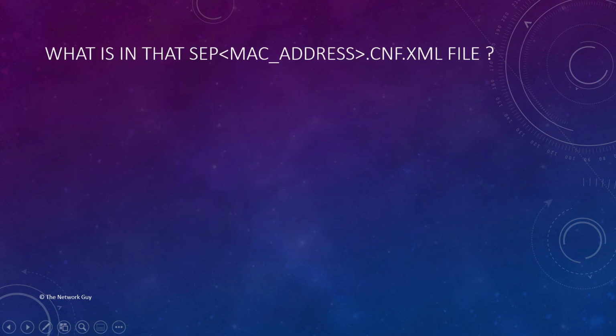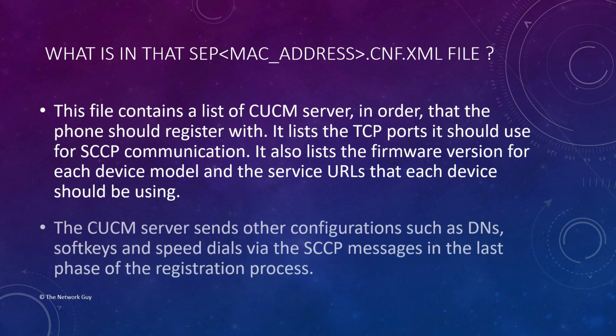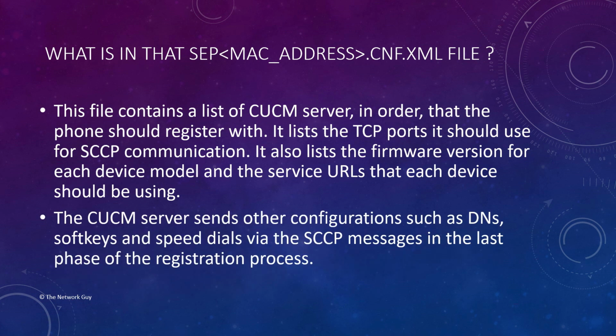So what is in that XML file? In that XML file, there's a list of CUCMs. As I said, the primary, secondary, and tertiary CUCM IP addresses would be present there, and the phone would be registering itself with the primary IP address of the CUCM. The CUCM would be sending the other configurations such as the DN, the soft key, and the speed dial, and that information would be present in that XML file, and that would be the last phase of this registration process.